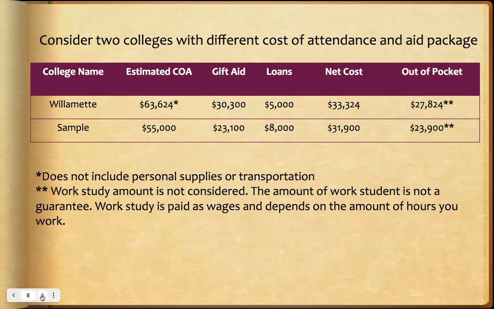This gets down to the nitty gritty, and I put the Willamette and then the sample. So as you can see, even though Willamette is more expensive than the sample, their out-of-pocket cost is not a lot different given the aid package from the sample university. And if you notice on the sample university, there's more loans included than at Willamette. And I'm only using Willamette as an example simply because a student gave me their award letter.